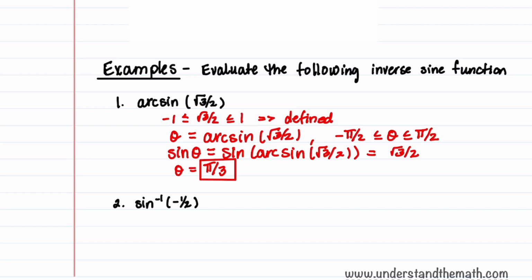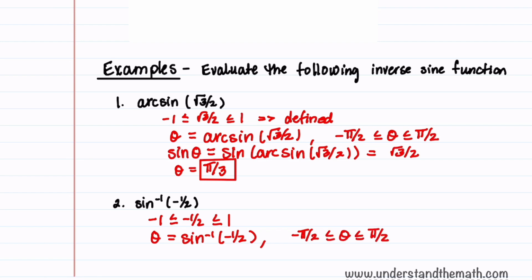For our second example, we'll evaluate the inverse sine of minus 1/2. Let's note that minus 1/2 falls between minus 1 and 1, so this function is defined. We'll then let theta be inverse sine of minus 1/2 and remind ourselves to choose an angle between minus pi over 2 and pi over 2.